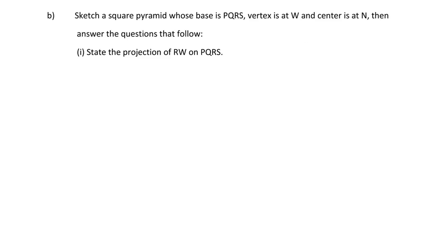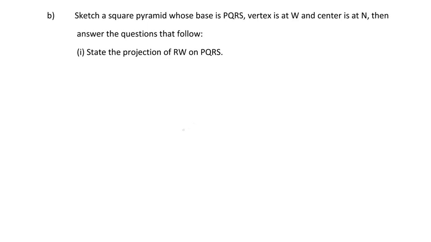Part B, sketch a square pyramid whose base is PQRS, vertex is at W, and center is at N. Then answer the questions that follow. For Roman 1, we are supposed to state the projection of RW on PQRS. Okay, so let us now sketch the square pyramid.